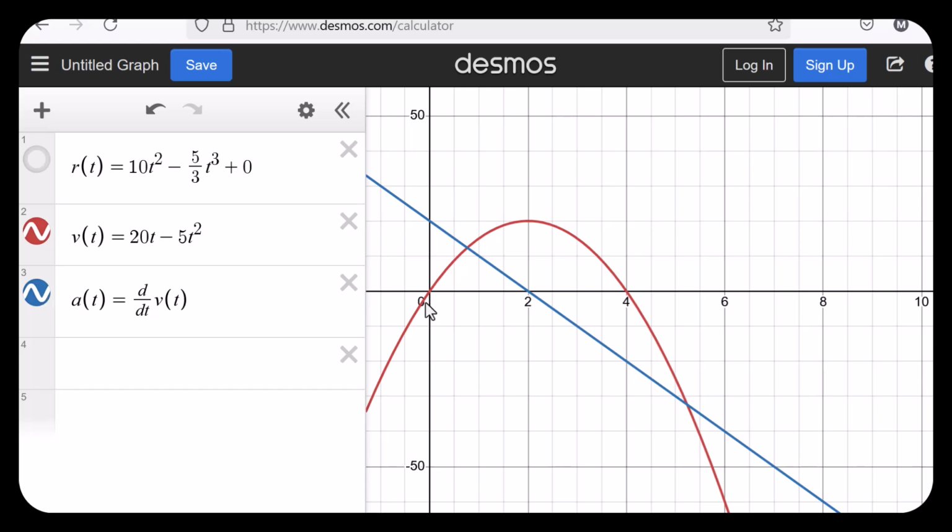So now let's look at this one. This is a straight line. So we have a high acceleration, then a slower and slower and slower acceleration until our acceleration switches from positive to negative. Okay, does that make sense?